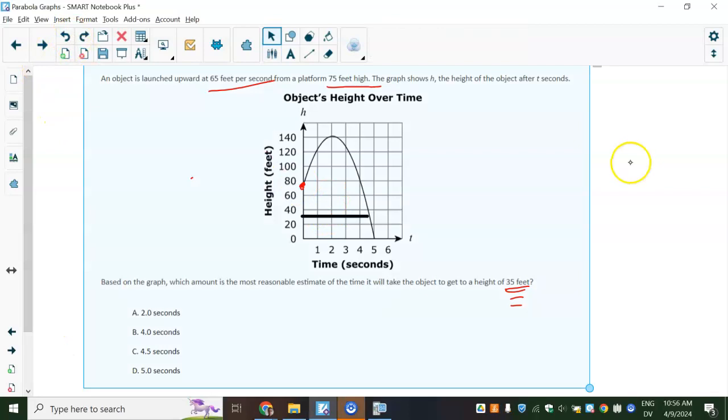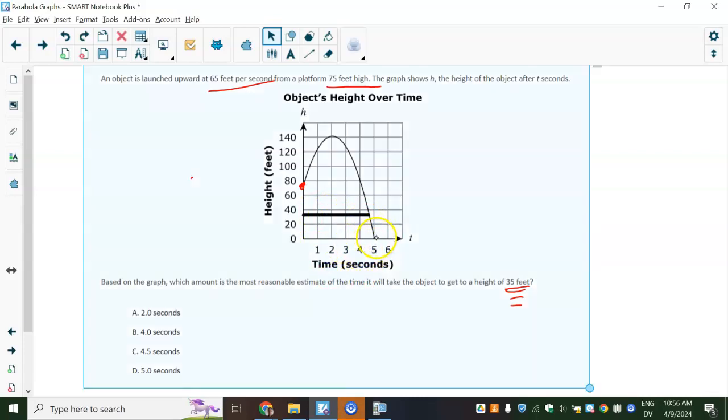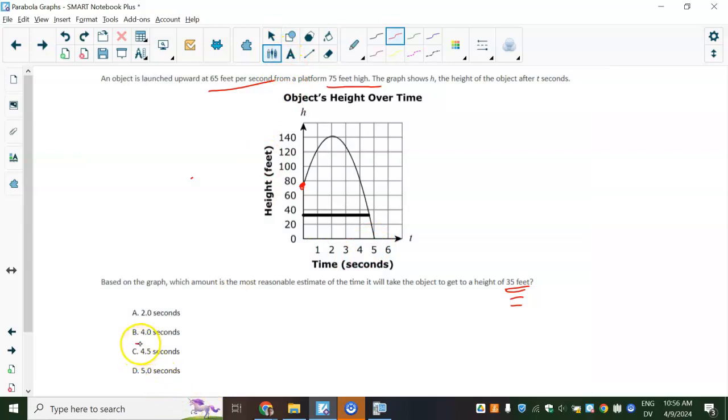I'm having trouble drawing this out, but I think my best guess, if I make this straight line right on 35, is that it's going to be closer to 4.5. Especially because at 5 seconds, we're way down here. At 5 seconds, we're at 0. So thinking it through a little bit more, 5 seconds doesn't make sense. So I'm going to say 4.5 seconds is probably the best answer there.